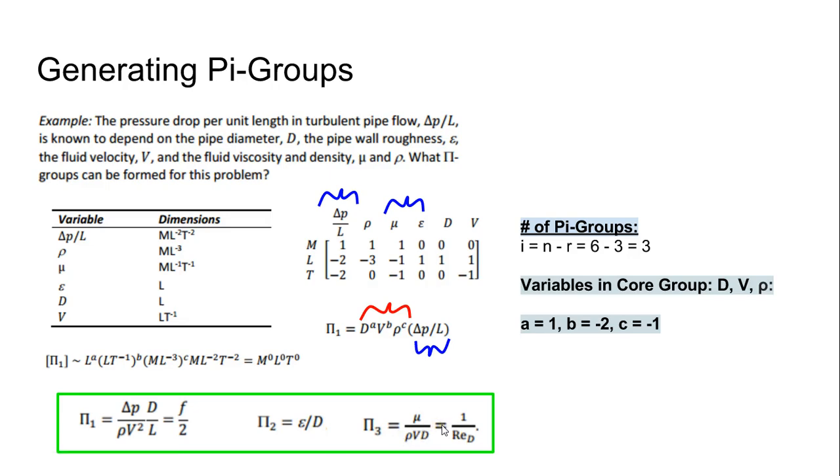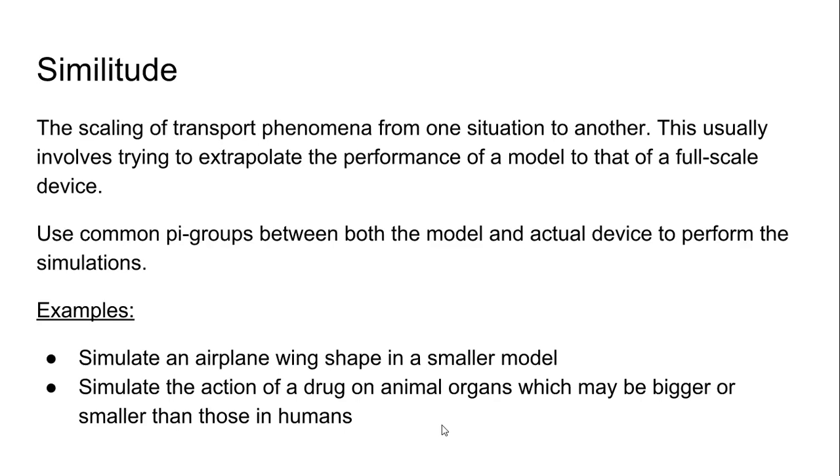Okay, now another concept that's important when we talk about pi groups is this idea of similitude, right? That's basically referring to scaling of transport phenomena from one situation to another. So a good way to understand this, I like to think of some examples, right? Let's say that you wanted to design an airplane, right? Let's say you work for Boeing or some airline company, and what you're trying to do is save the amount of fuel that the plane takes to go from point A to point B. Or, you want it to go faster, right? So it gets from A to B in less time than it usually does, right?